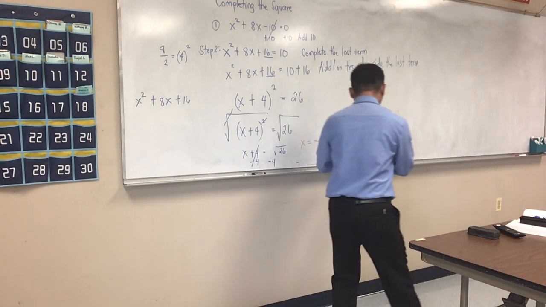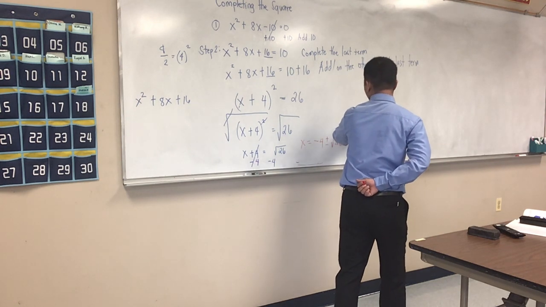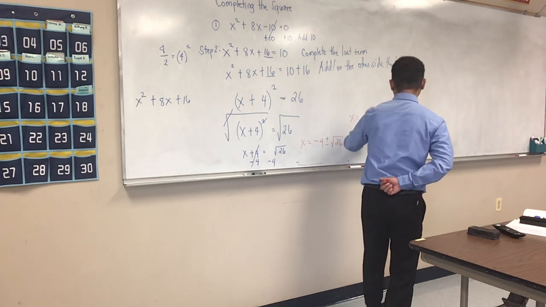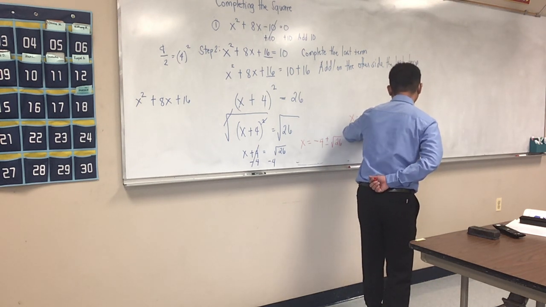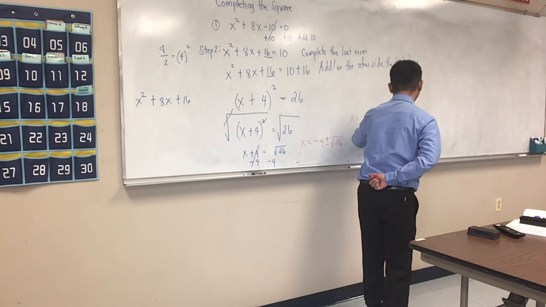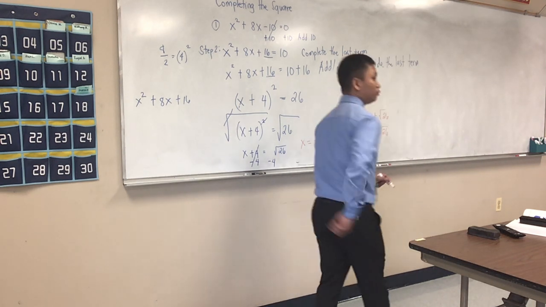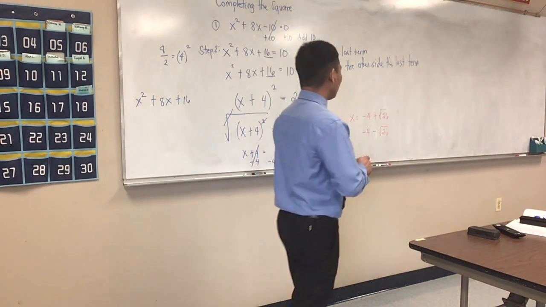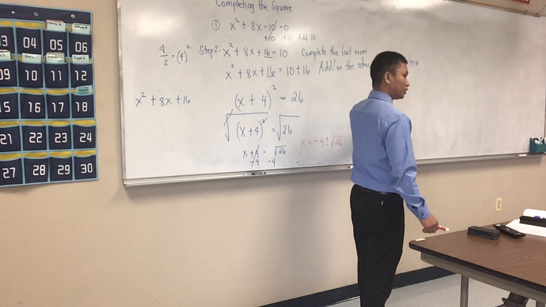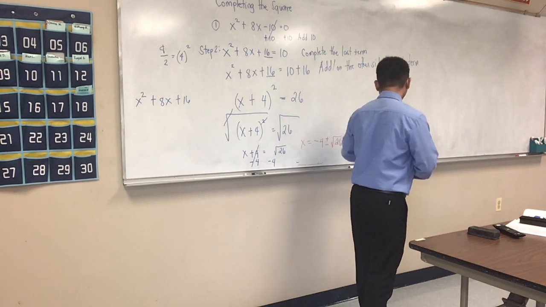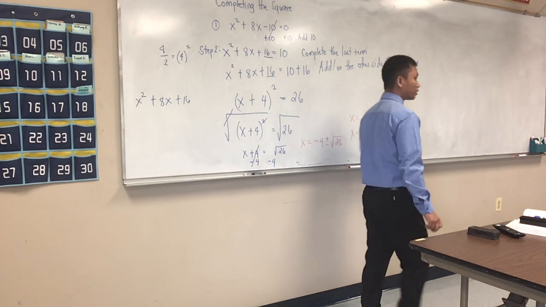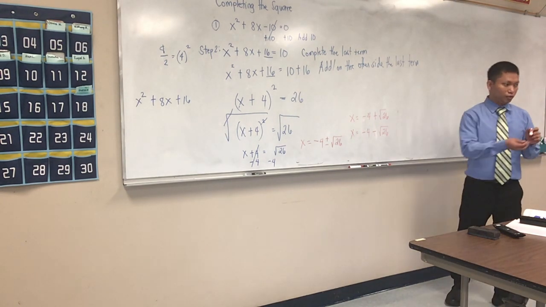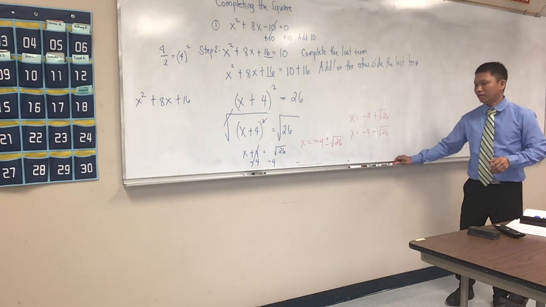Or it can be written as x equals negative 4 plus square root of 26 and negative 4 minus square root of 26. We have two solutions for x here. Two solutions for x. And that would be x equals negative 4 plus square root of 26 and x equals negative 4 minus square root of 26. Let's try another.